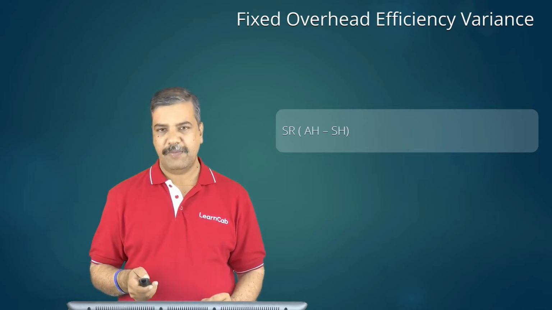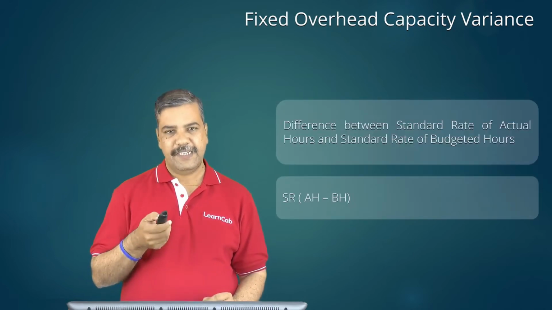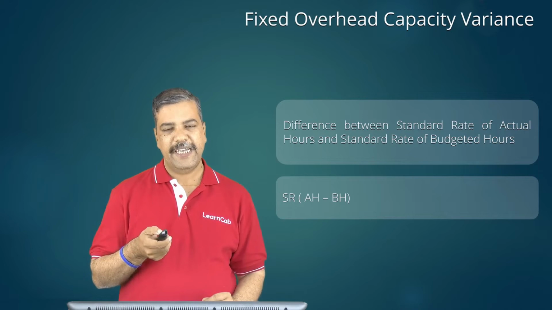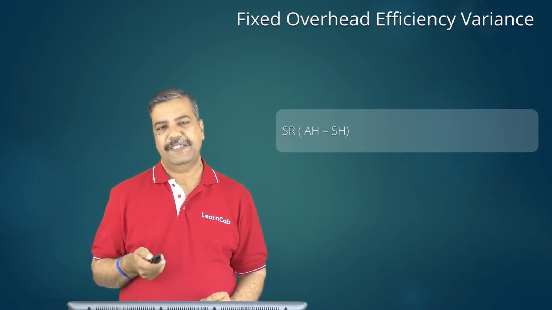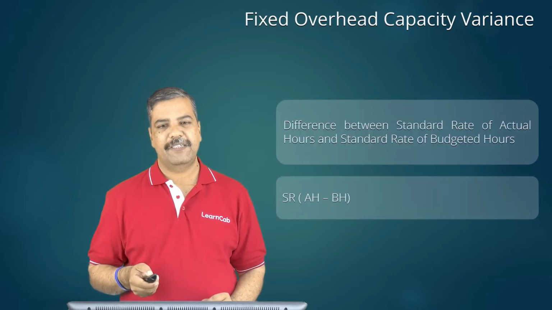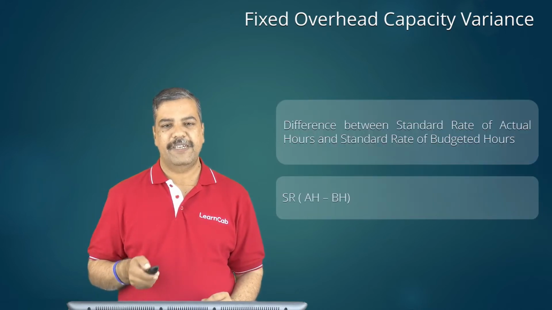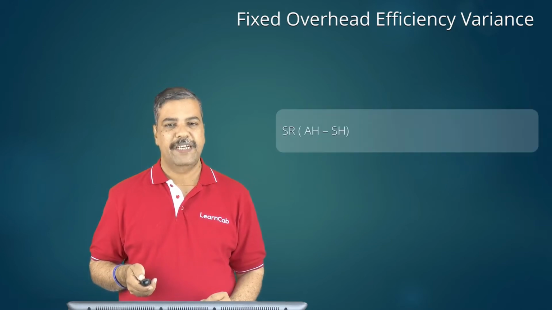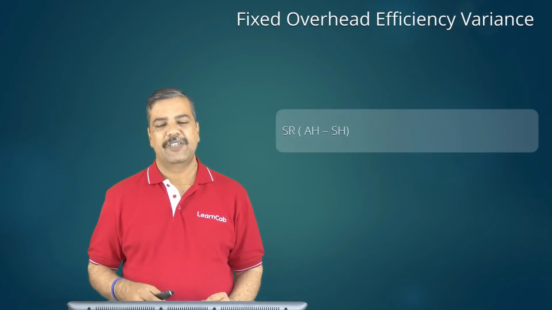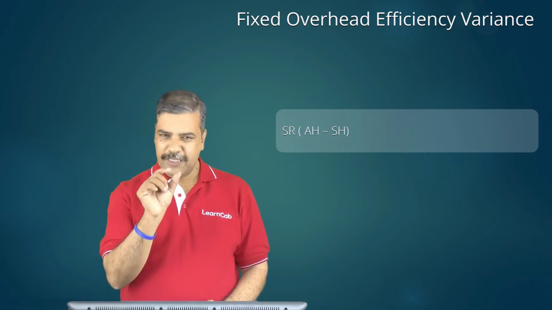If you see the formula previously, for capacity it was AH minus BH. Here it is AH minus SH. So SH is coming in place of BH here. Okay, there it was BH, so that was capacity, and efficiency is SH. That is the only small change in the formula.